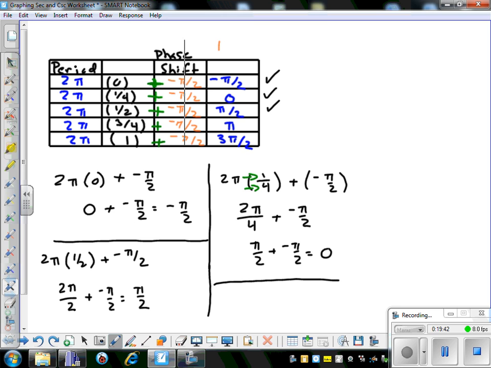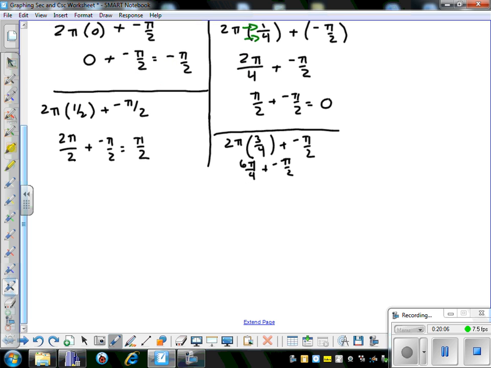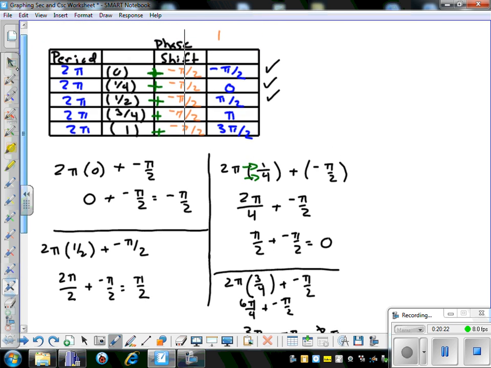Now we need to take 2 pi and multiply it by 3/4. So we're going to take 2 pi times 3/4 plus negative pi divided by 2. Well, that's going to give me 6 pi divided by 4 plus negative pi divided by 2. Now when I work this out, I know that 6 over 4 gives me 3 over 2 plus negative pi over 2. 3 minus 1 is 2, so I get 2 pi divided by 2. 2's cancel out, so I'm just left with pi. Scrolling back up to the top, I have my pi.